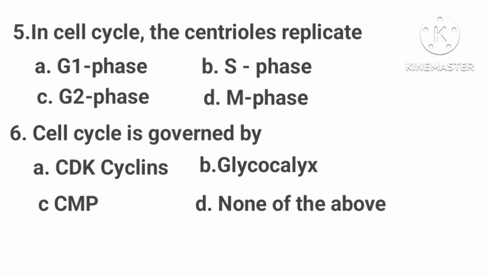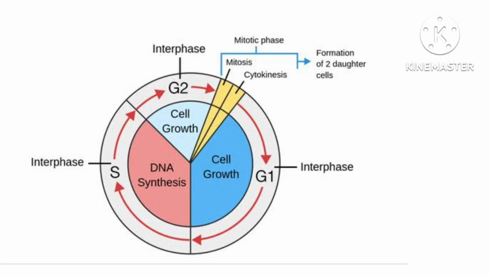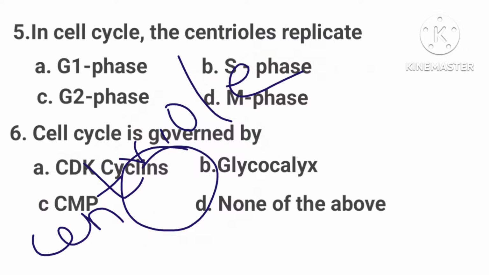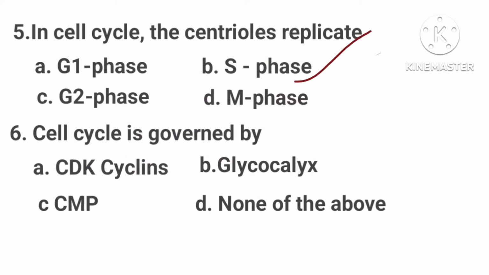In cell cycle, the centrioles replicate in option A G1 phase, option B S phase, option C G2 phase, option D M phase. Here, the S phase is characterized by biosynthetic activity like duplication of DNA and centrioles. The centrioles give rise to spindle fibers. So the correct answer is option B S phase.